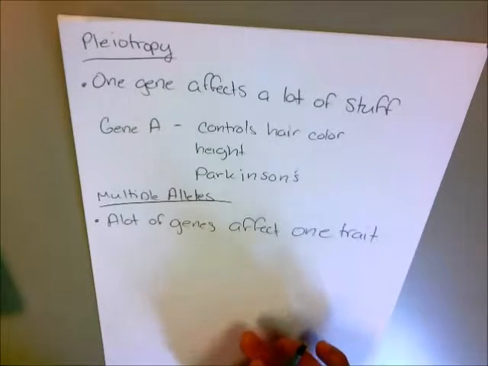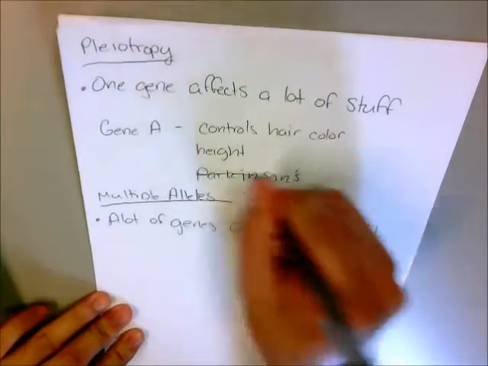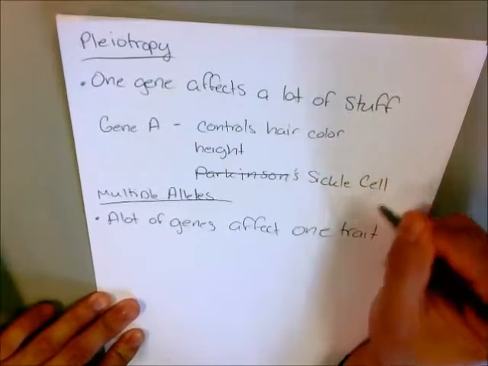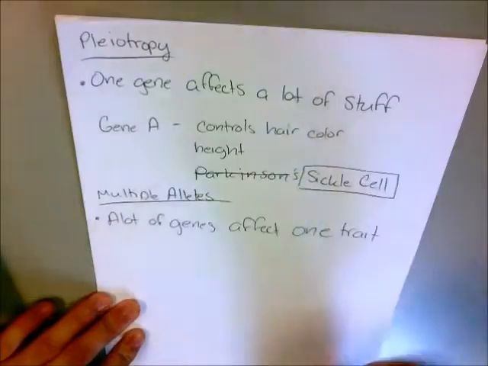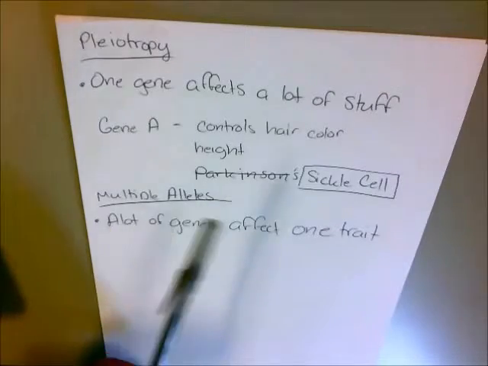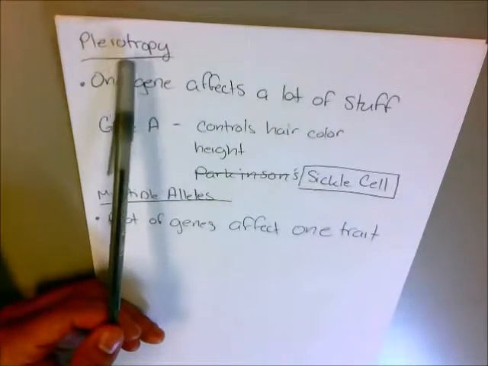So one big example of pleiotropy here, I'm sorry, I said Parkinson's, but let's use this one. On page 13, it talks about sickle cell anemia. Sickle cell is a big example of pleiotropy. Basically what happens is that if you have sickle cell anemia, you now have a bunch of blood issues, like a mad amount of blood issues. And you're going to end up seeing physical effects, all sorts of things. So sickle cell anemia is the prime example of pleiotropy.